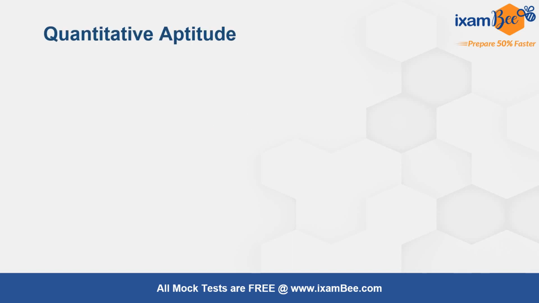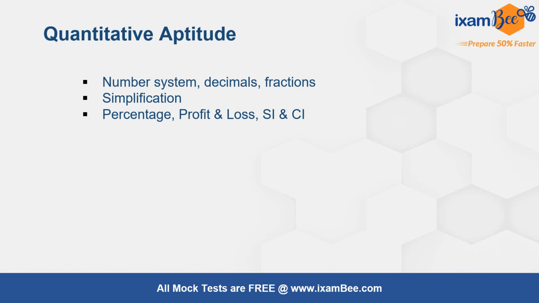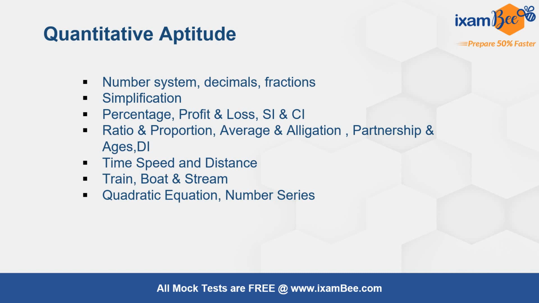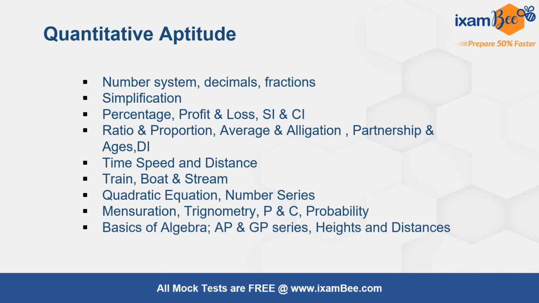In part 1 syllabus, in quantitative aptitude, the important topics are simplification, number system, decimals, fractions, percentage, profit and loss, simple interest, compound interest, ratio and proportion, average and allegation, partnership and ages, DI, time, speed and distance, train, boat and stream, quadratic equation, number series, mensuration, trigonometry, permutation, combination, probability, basics of algebra, arithmetic progression and geometric progression series, heights and distances. These topics almost coincide with the quantitative aptitude section in the other law officer exams, also in the Coal India Management Trainee exam.